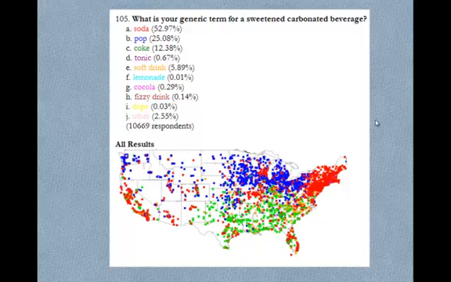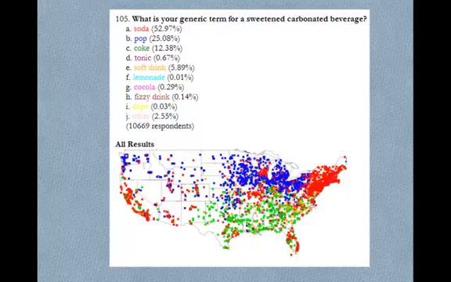If you take a look at this map, this is actually based on a survey that was done. It was a dialect survey. You can see choice A, which was the top choice with 53%, chose soda. And you can see this red area, and anywhere that there's red, people in those areas refer to it as soda.